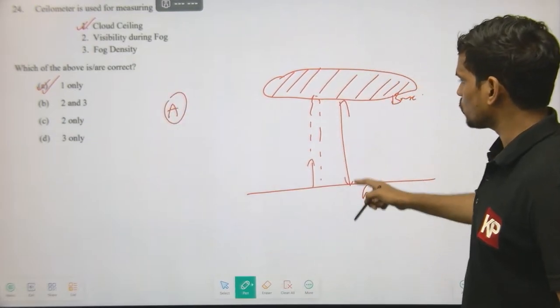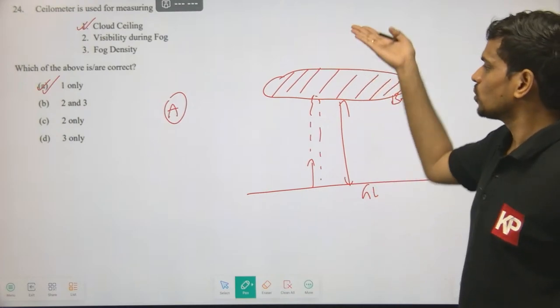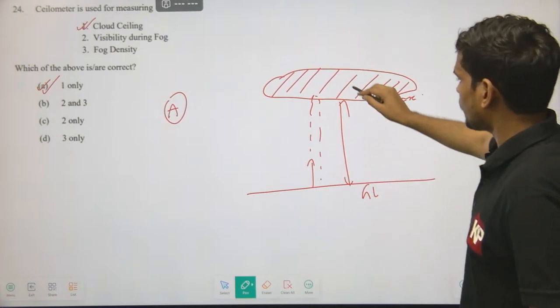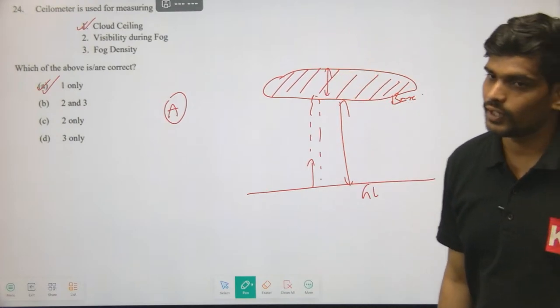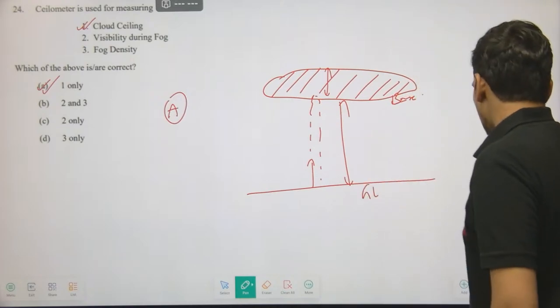Ceilometer is an instrument used to measure the height from the base, that's ground level, to the cloud base, to the base of the cloud, and also the thickness of the cloud is also given as an outcome. So these are the parameters measured using a ceilometer.